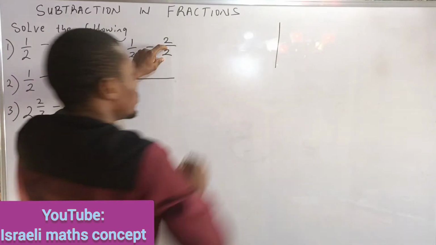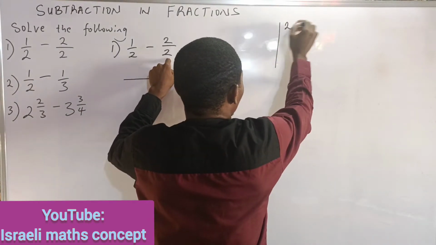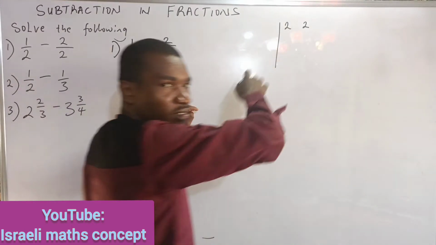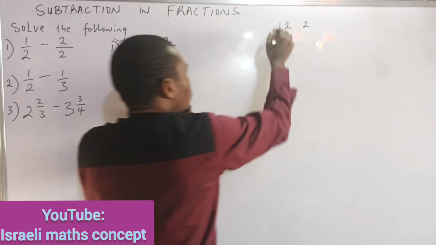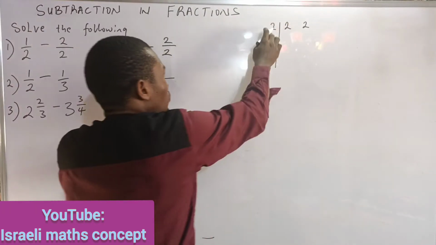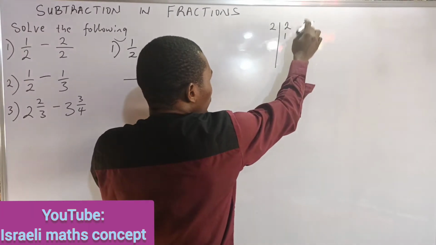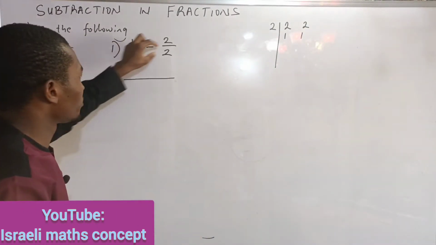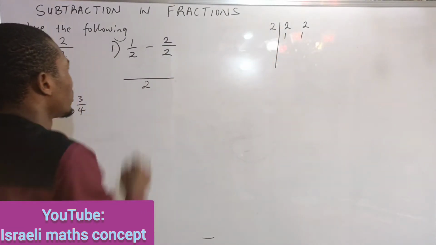Very simple. You draw your LCM line, put the two numbers, which are 2 and 2. Then the lowest factor that can divide 2 and 2 without remainder is 2. Such that 2 divided by 2 gives us 1, and 2 divided by 2 still gives us 1. So the LCM of these two denominators is 2. So we write 2 here.